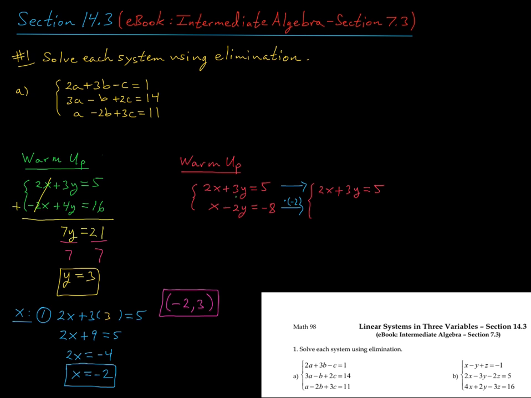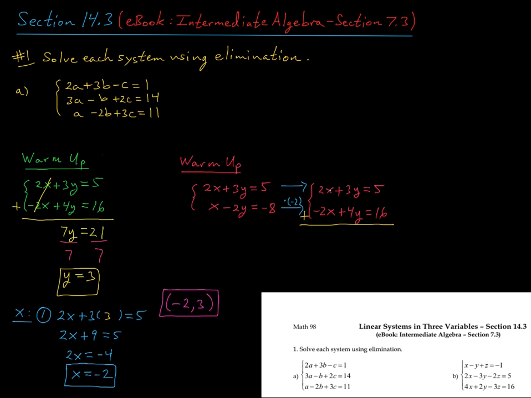So this is going to give me what? Well, x times negative 2, that's negative 2x. And then negative 2y times negative 2, that's positive 4y. And then on the right side, negative 8 times negative 2 is a positive 16. And now I can go ahead and add.